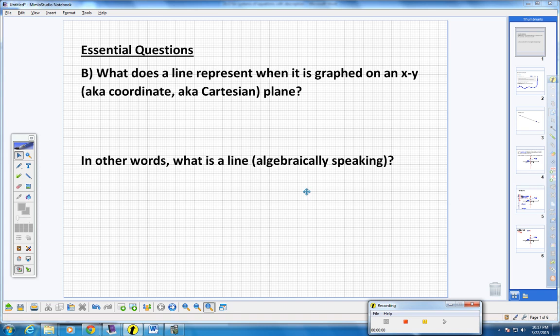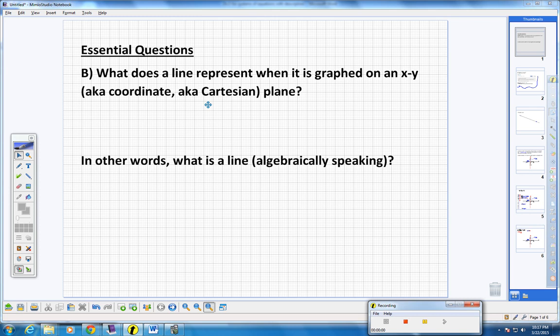All right, Mr. Claxon's algebra students, we are here today because we want to answer the following essential questions that you see right now. What does a line represent when it's graphed on an XY plane? Essentially, what we're asking ourselves is, what is a line?